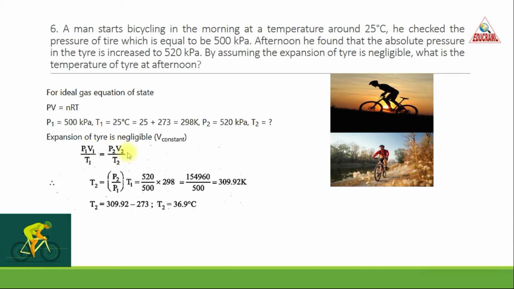Since the volume is constant, you can cancel V1 and V2 on both sides of the equation. So the equation becomes P1 by T1 is equal to P2 by T2. We are supposed to find the value of T2, so once again rearrange this equation for T2. We get T2 is equal to P2 by P1 into T1. Now, substituting the values of P2, P1, T1 from the given data, we get the answer as 309 Kelvin. You can convert this into Celsius by subtracting 273. So the T2 value is equal to 36.9 degrees Celsius.